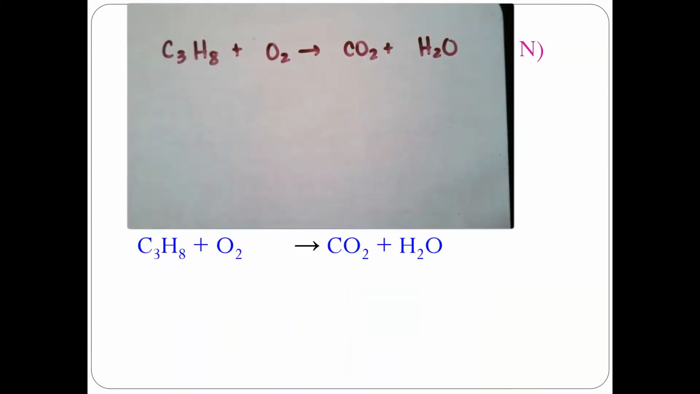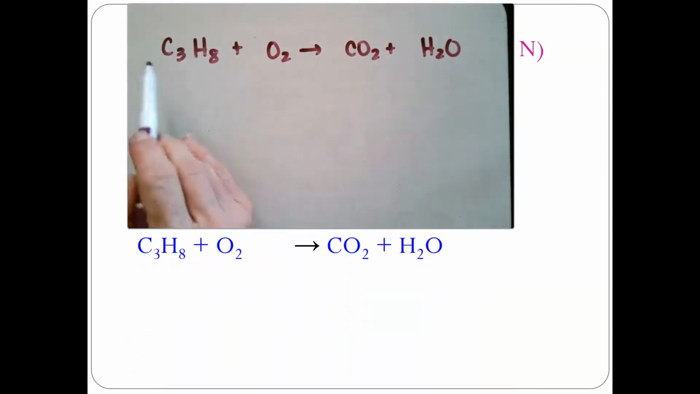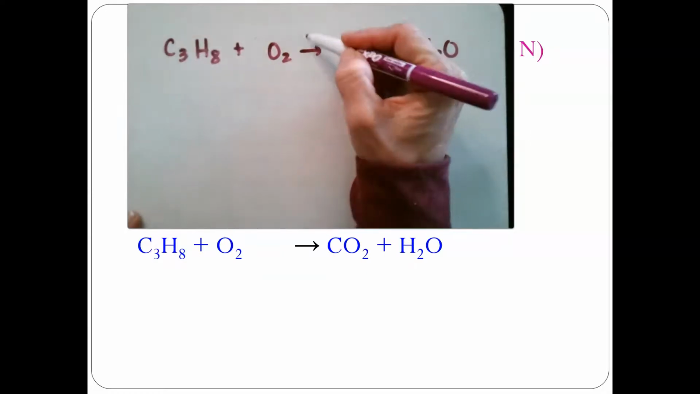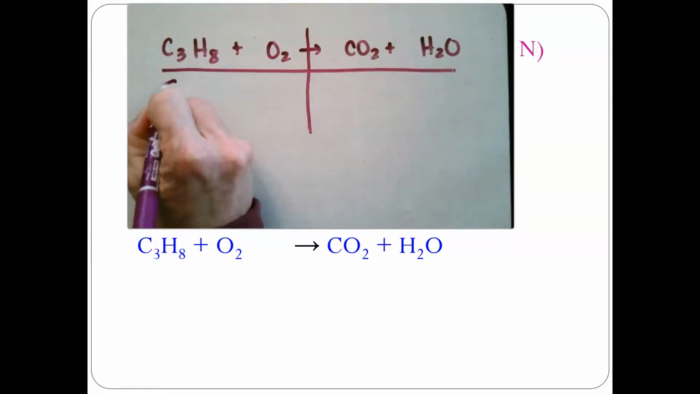Let's try some more. What you'll notice about when I wrote this one down is I left space in front of each of my formulas so that I had room for my coefficients. That's a little trick or a hint that sometimes helps with the balancing, is just to make sure you've left enough space. So I'll make my T-chart and we'll fill everybody in.